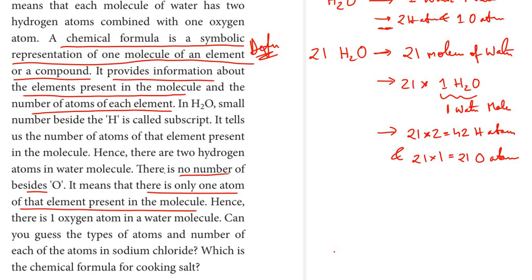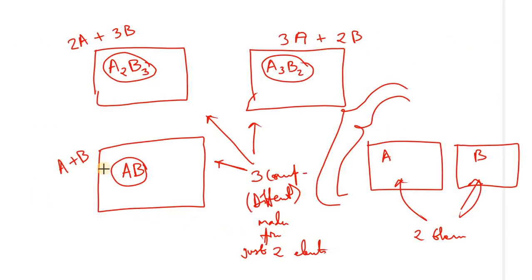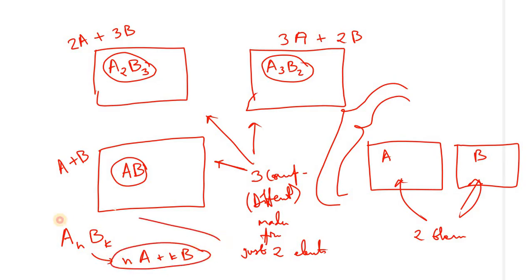And what is the fun in this? The difference is caused by the fact that if A has some number, say n, and B has some number, say k, then the molecule has n number of A atoms plus k number of B atoms, and there is chemical bonding between them, right? And this is what is related to atomicity, the next concept we are going to learn.